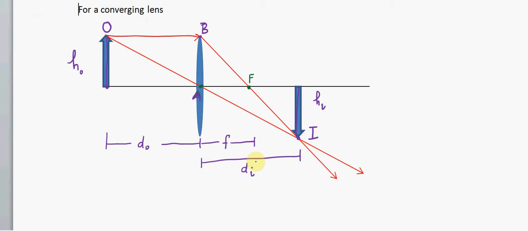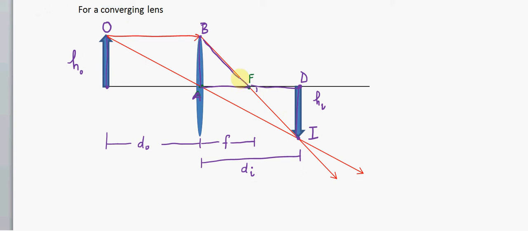So from this picture, understanding how ray tracing works, we're going to be able to derive an equation that relates everything. We really want to relate D sub O, D sub I, and F. Alright, so now I am going to make some geometric statements here. So triangle ABF and triangle, I guess I'll call this point here D I F, are similar to each other.